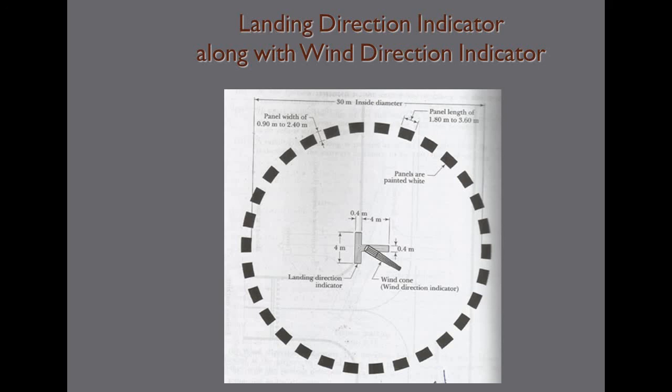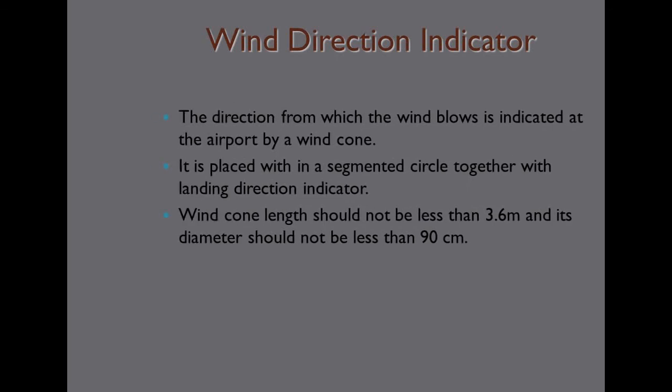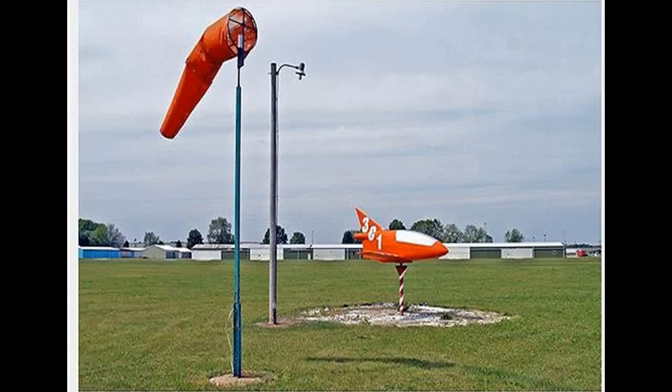Landing direction indicator along with the wind direction indicator. So here we have the wind indicator along with the landing direction. The direction from which the wind blows is indicated by a wind cone. It is placed within a segmented circle together with the landing direction indicator. Wind cone length should not be less than 3.6 meters and its diameter should not be less than 90 centimeters.